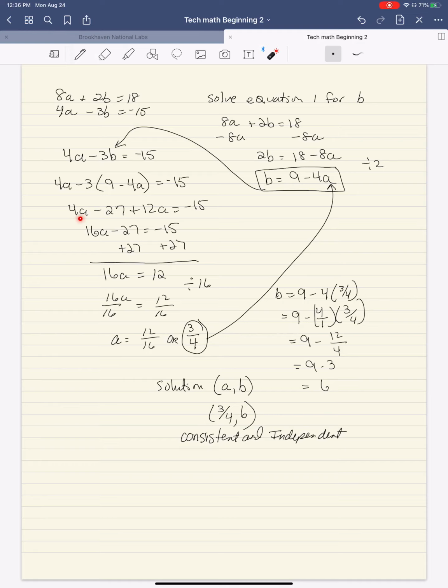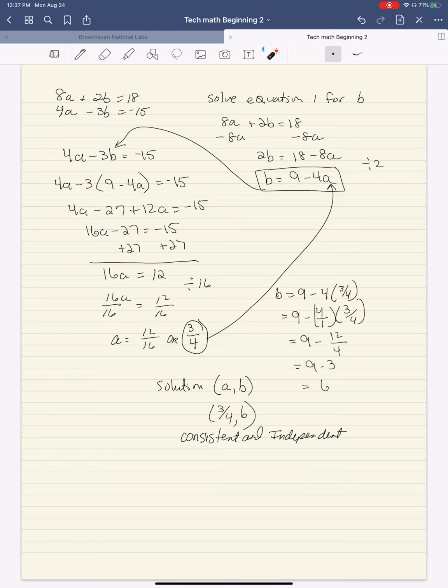Combine like terms. 4a and 12a is 16a. Minus 27 equals minus 15. Add the 27 to both sides. So I get 16a equals 12. So negative 15 plus 27 is 12. Divide by 16. And I get a is 12/16, or when I reduce that, 3/4. So I did get a solution, even though it's a fraction. It's still a solution. So I go back and I put it in for a up here.